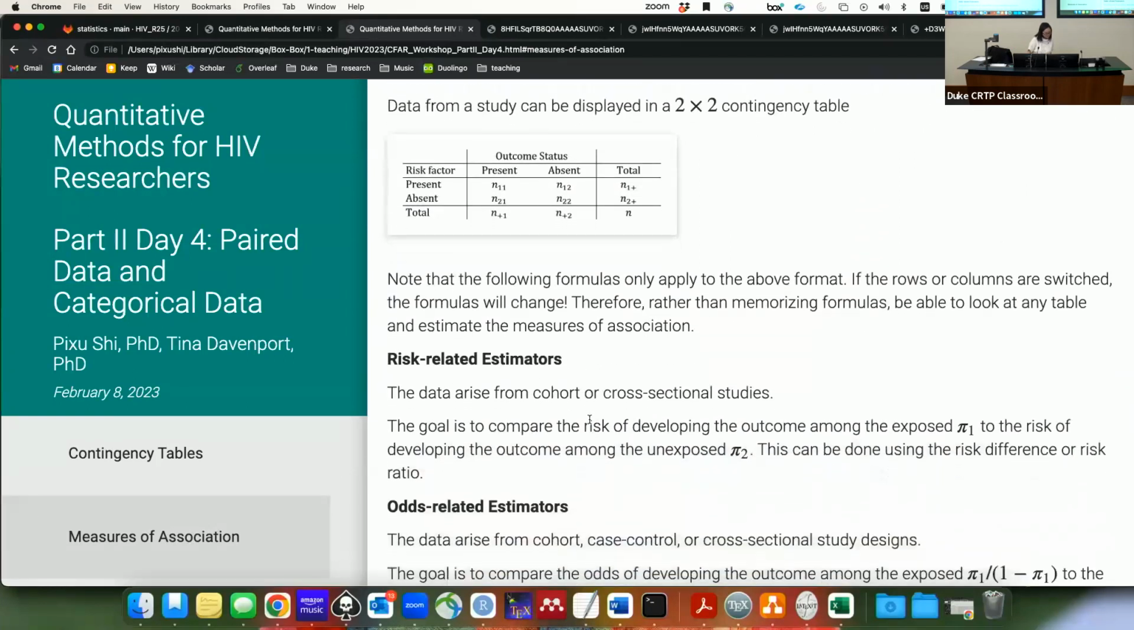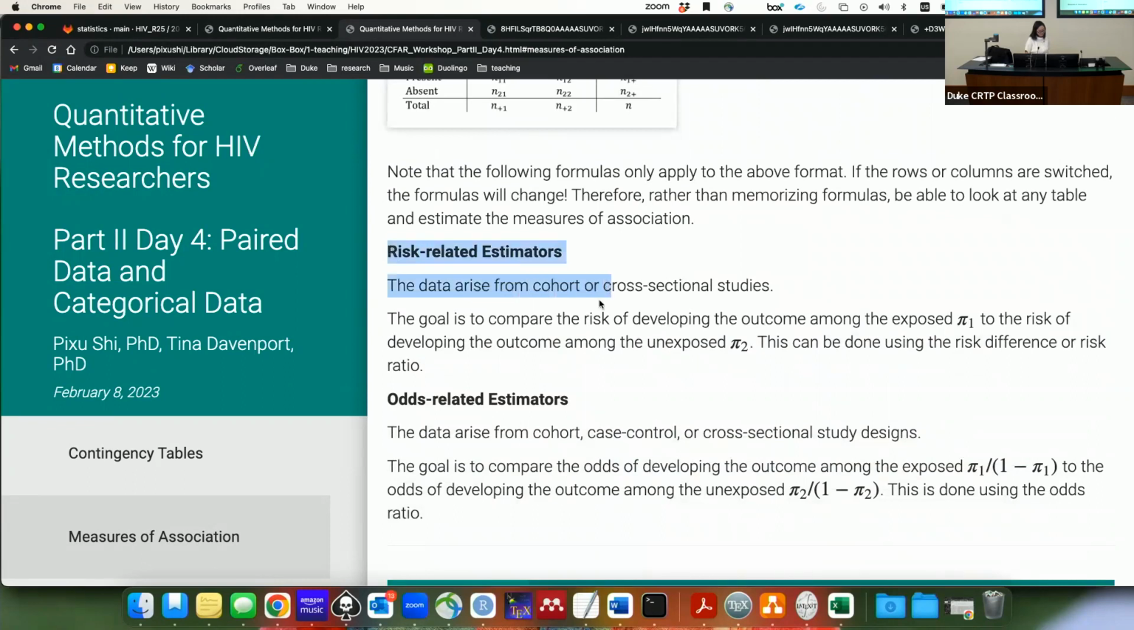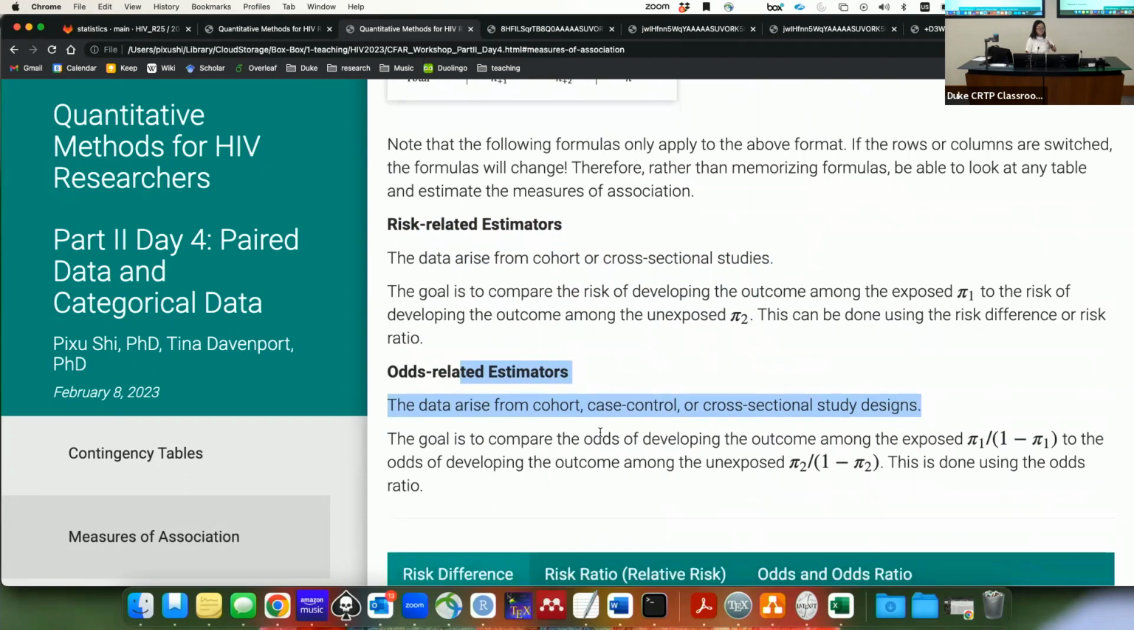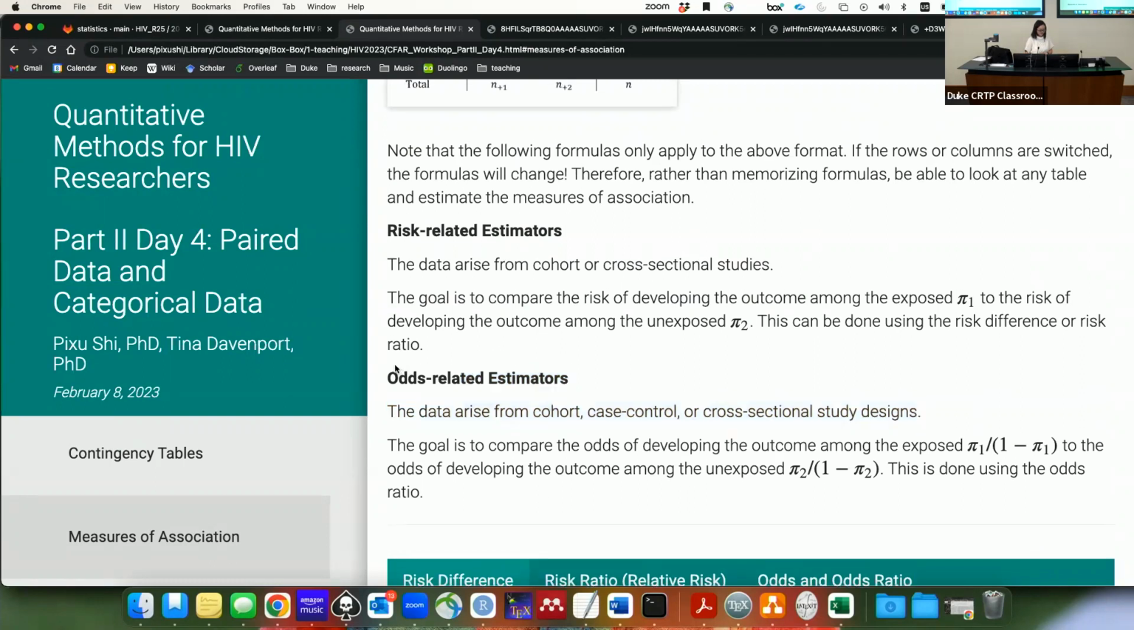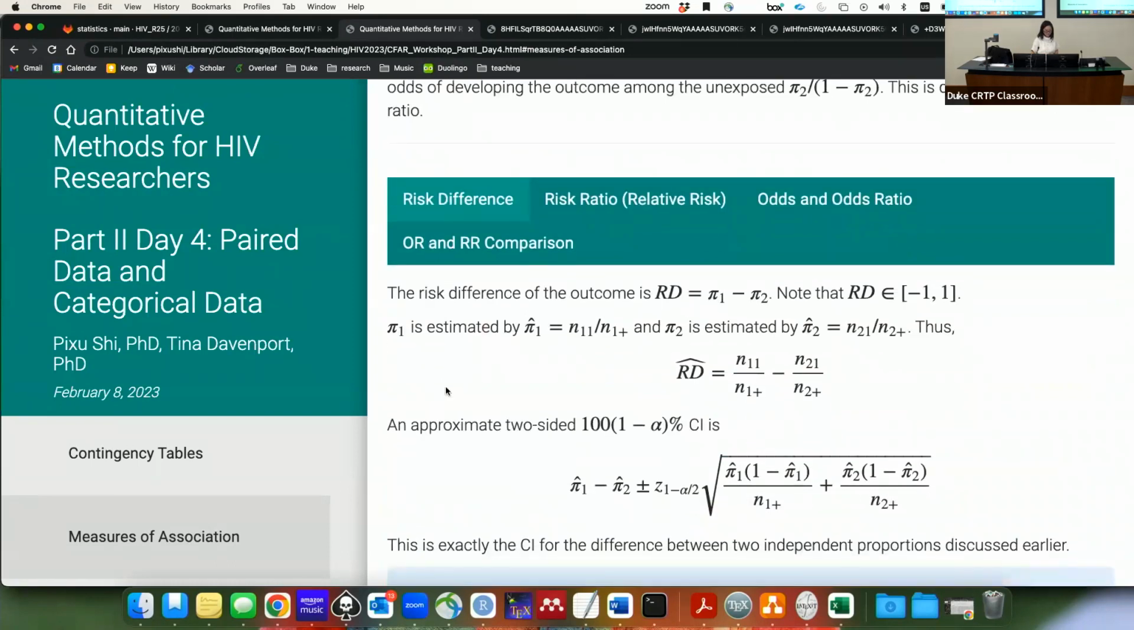The risk-related estimators are mostly for cohort and cross-sectional studies. The odds ratios can be used for both cohort and case control. Another benefit of the odds ratio is that it's also related to the logistic regression that we'll talk about next time, or maybe in the next lecture. Because in your logistic regression model setting, the effect size is actually trying to estimate the odds ratio instead of the risk ratio. So you would see only the odds ratio in the interpretation of logistic regression. And here, let's try to calculate the risk difference for the 2x2 tables.